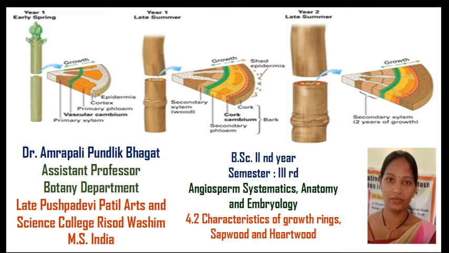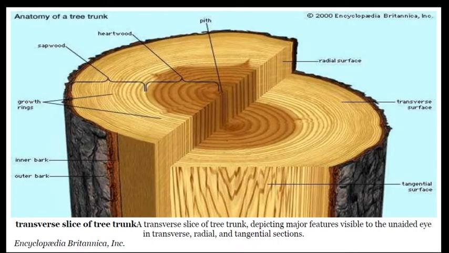Today, we are going to learn about characteristics of growth rings and the difference between sapwood and heartwood. So, let's start. This diagram shows the presence of sapwood, heartwood, many growth rings, and there is an inner bark and outer bark. On the right side there are three different types of surfaces. The first surface is a radial surface, the second is a transverse surface, and then the tangential surface.